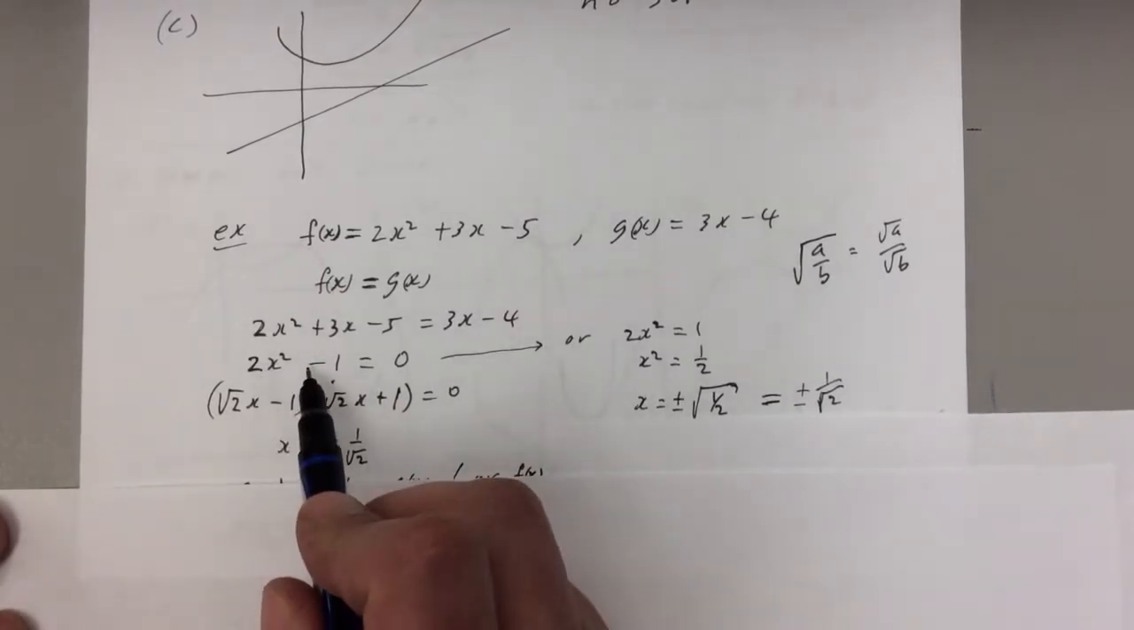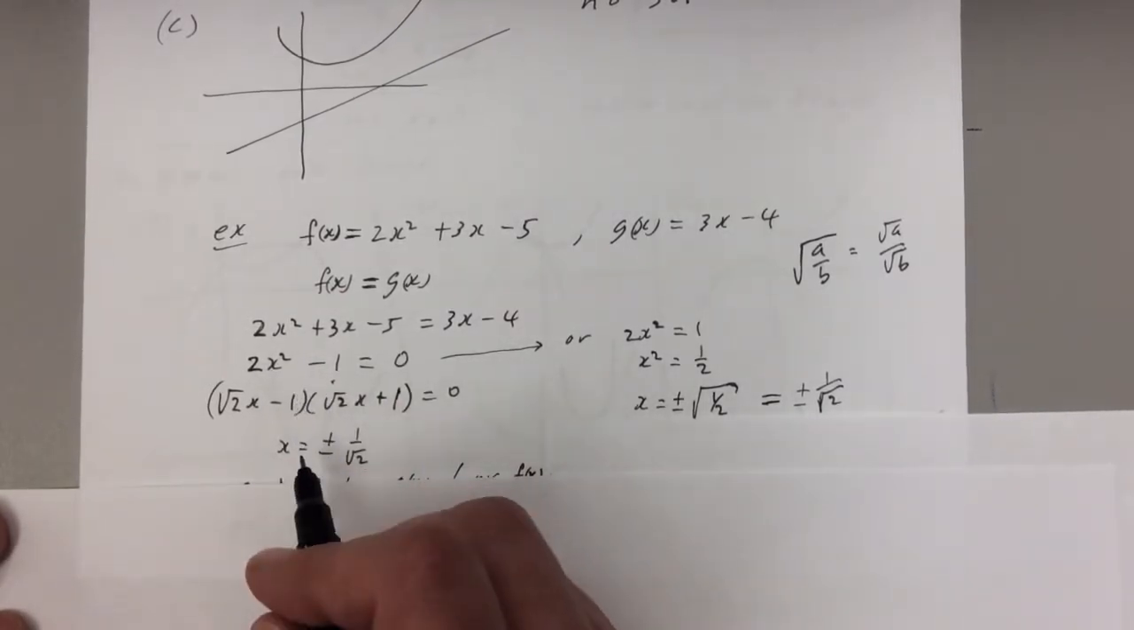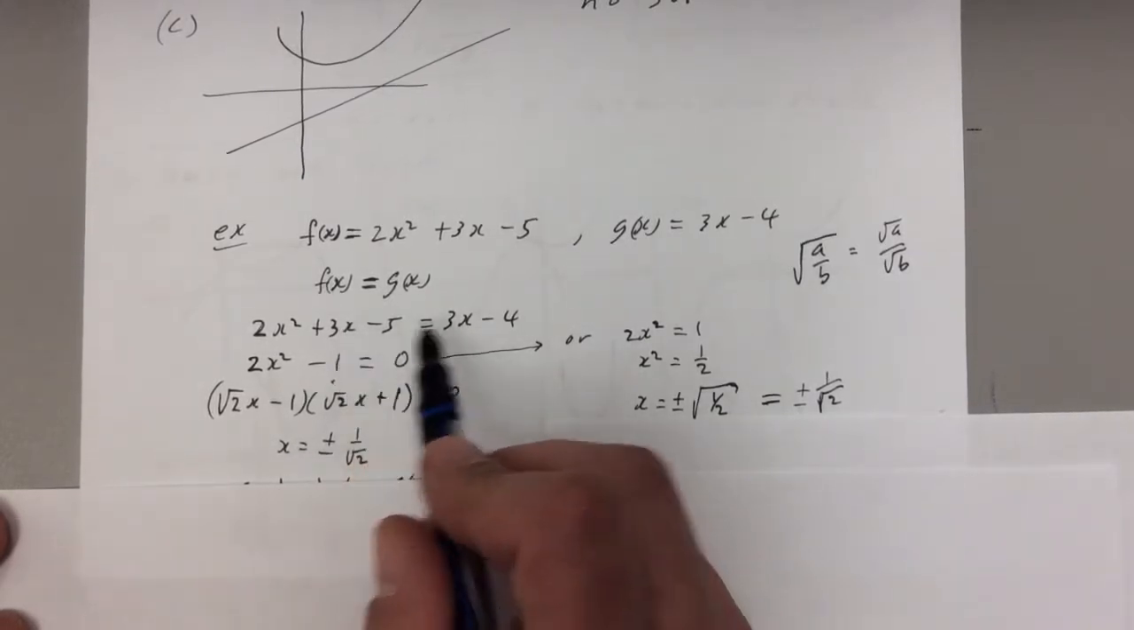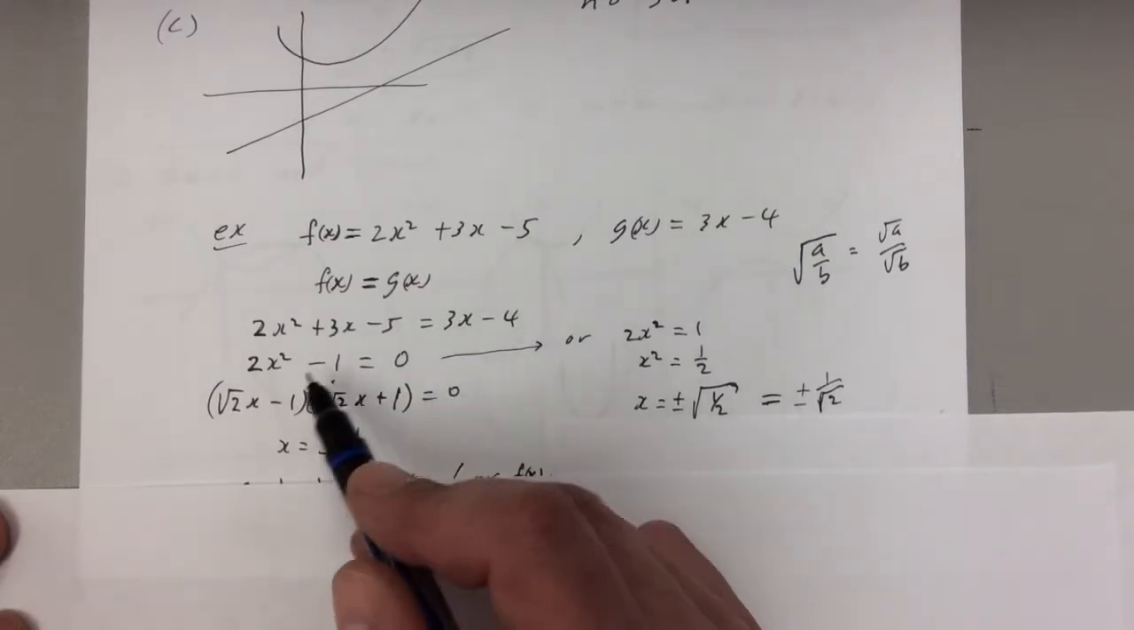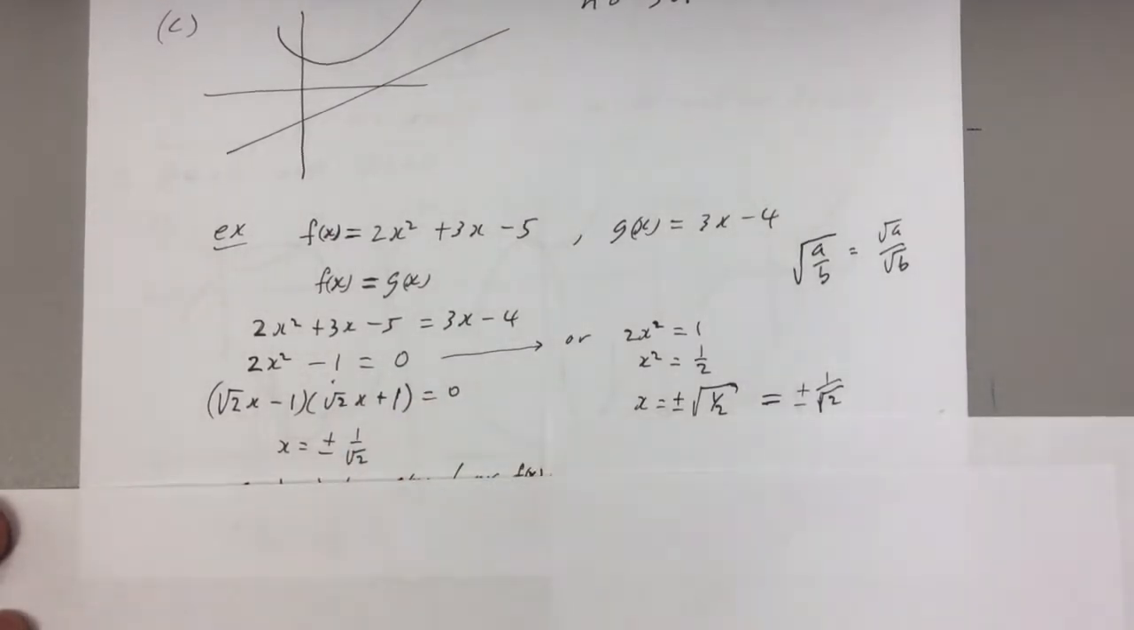Now if there was a middle term in this, you'd have to use the quadratic formula or factor as well. Okay, so it just so happened we had 3x on both sides of this, so the 3x is canceled out. If that was a 4x, you'd have a very different equation.